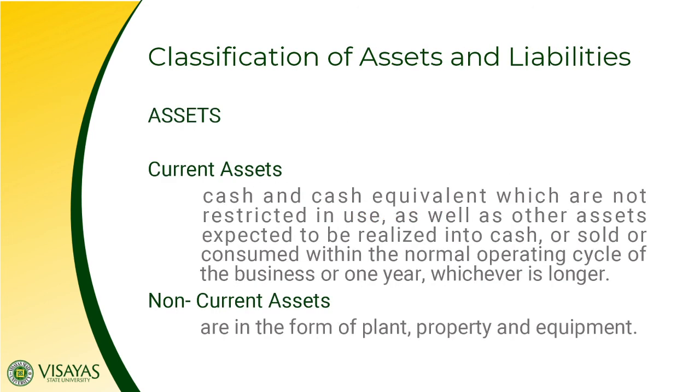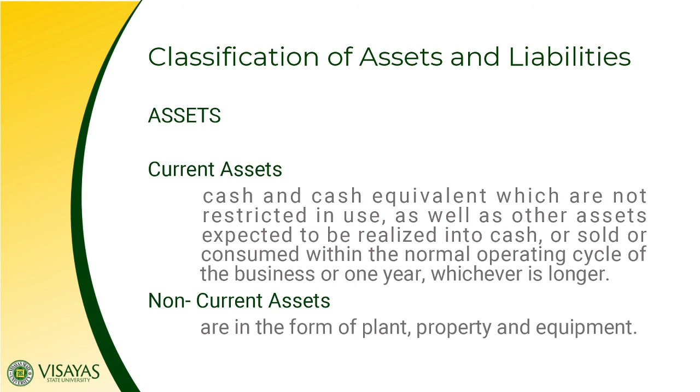Okay, so let's proceed to the classifications of assets and liabilities. Recall the questions before in our preceding lesson. What are the classifications of the assets and the liabilities? For assets, there will be two, the current assets and the non-current assets. Current assets include cash and cash equivalent, which are not restricted in use, as well as other assets expected to be realized into cash or sold or consumed within the normal operating cycle of the business or 1 year, whichever is longer.